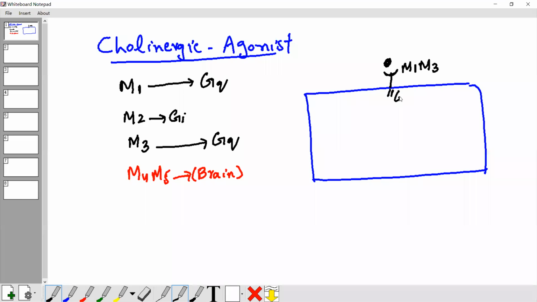Inside we having GQ. Okay. This GQ protein activate phospholipase C enzyme. Okay. This phospholipase C enzyme activate two systems. Number one, IP3. Number two, DAG.